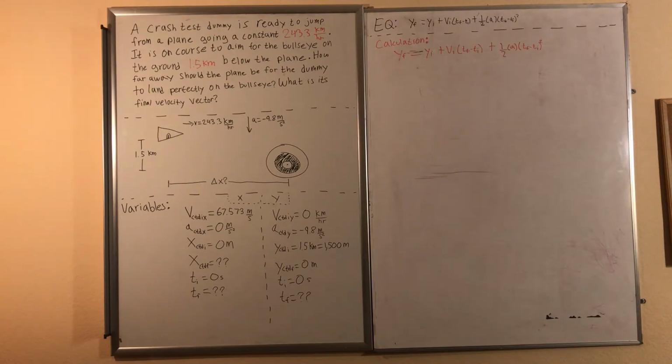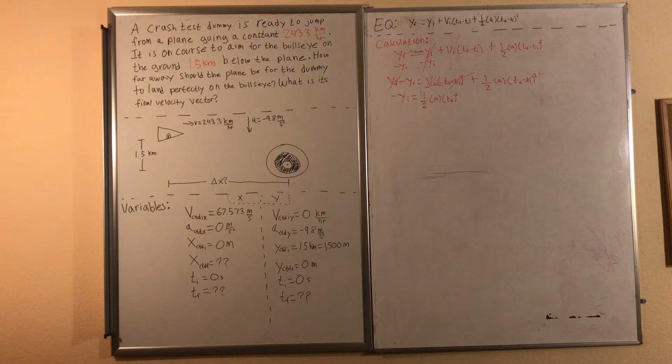With the equation y final equals y initial plus velocity initial times time final minus time initial plus 1/2 times acceleration times time final minus time initial squared, we need to solve for time final, so subtract y initial from both sides and cancel on the right to get y final minus y initial equals velocity initial times time final minus time initial plus 1/2 times acceleration times time final minus time initial squared. Our velocity initial in the y is 0, and so is the time initial, so cross those out of the equation. This leaves just negative y initial equals 1/2 times acceleration times time final squared.